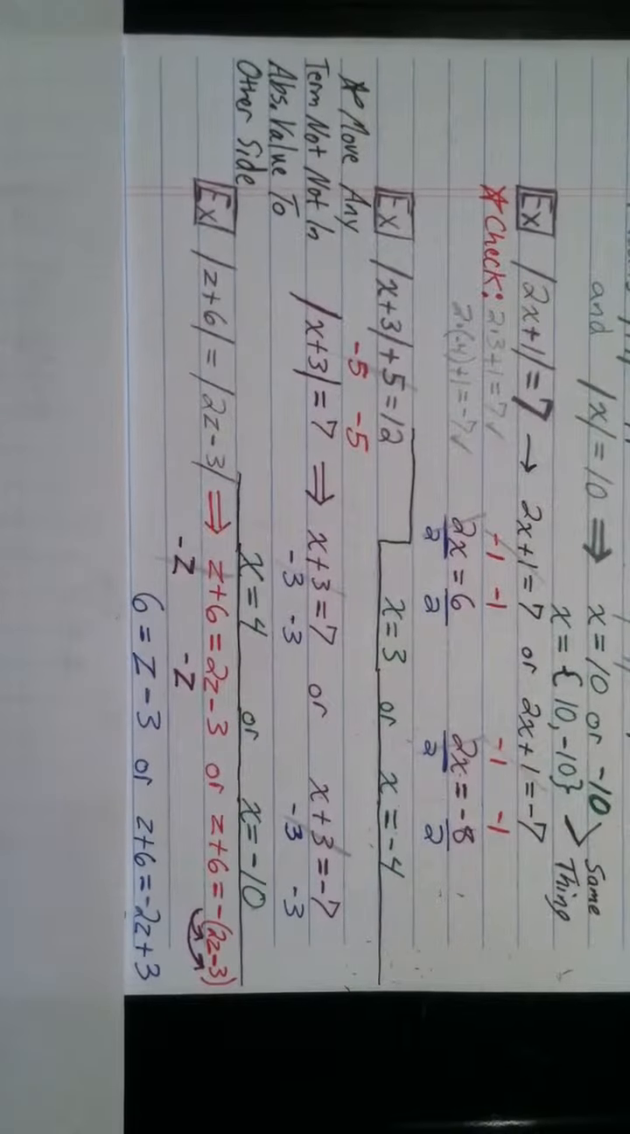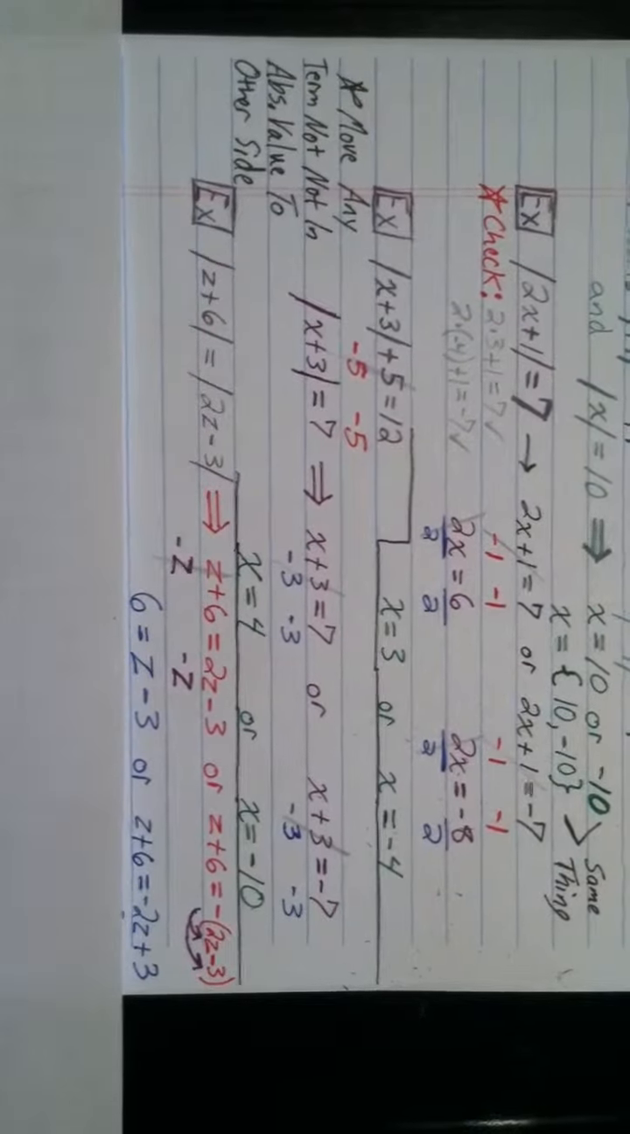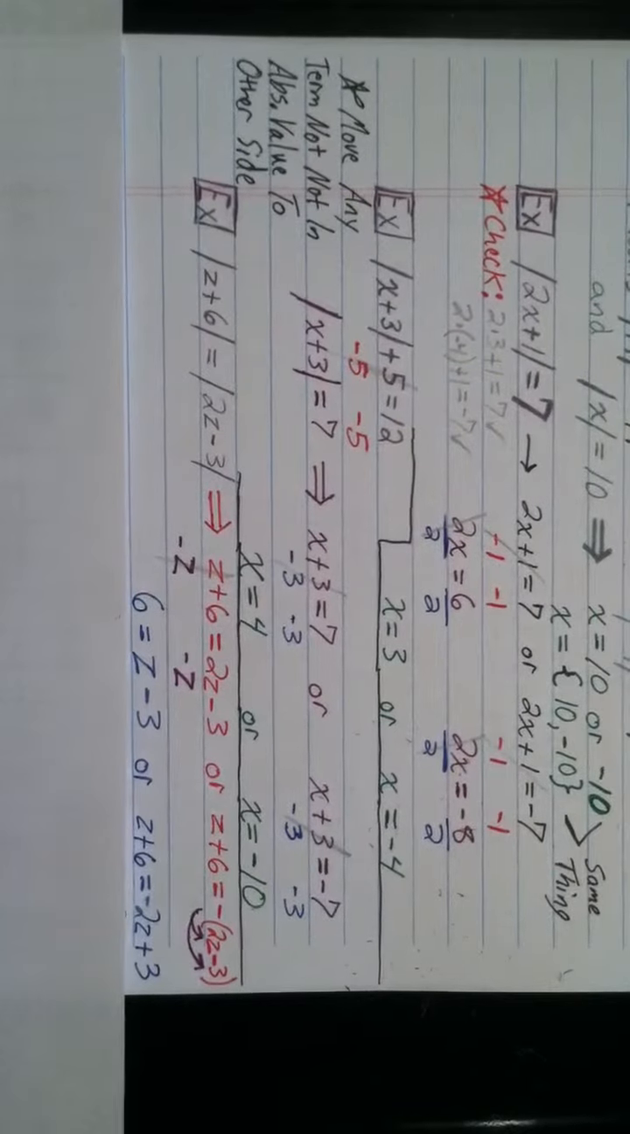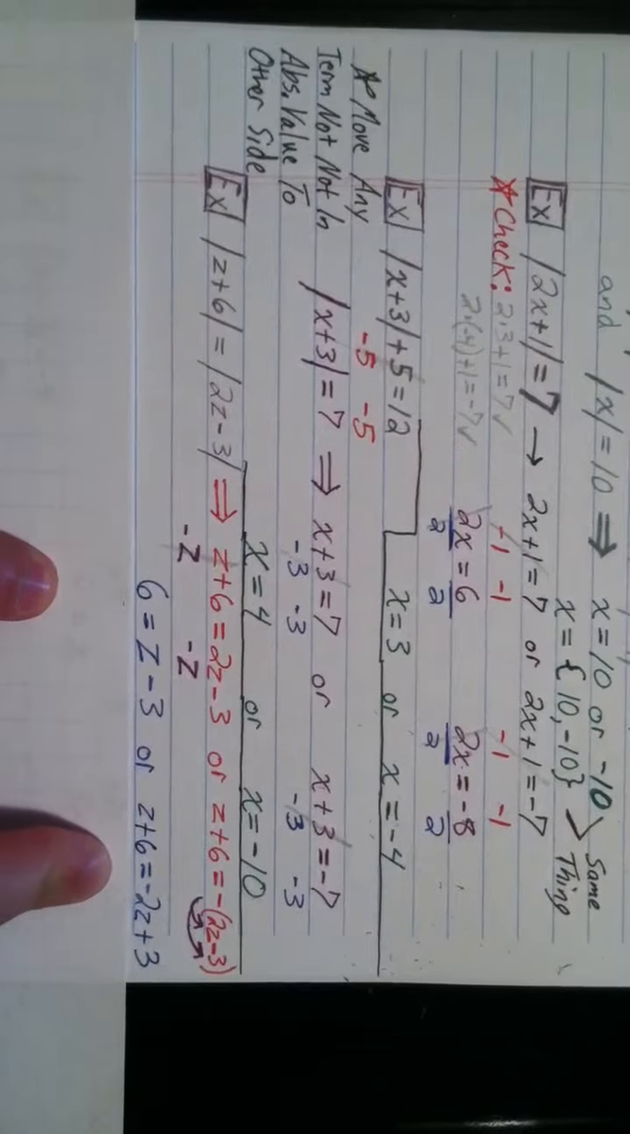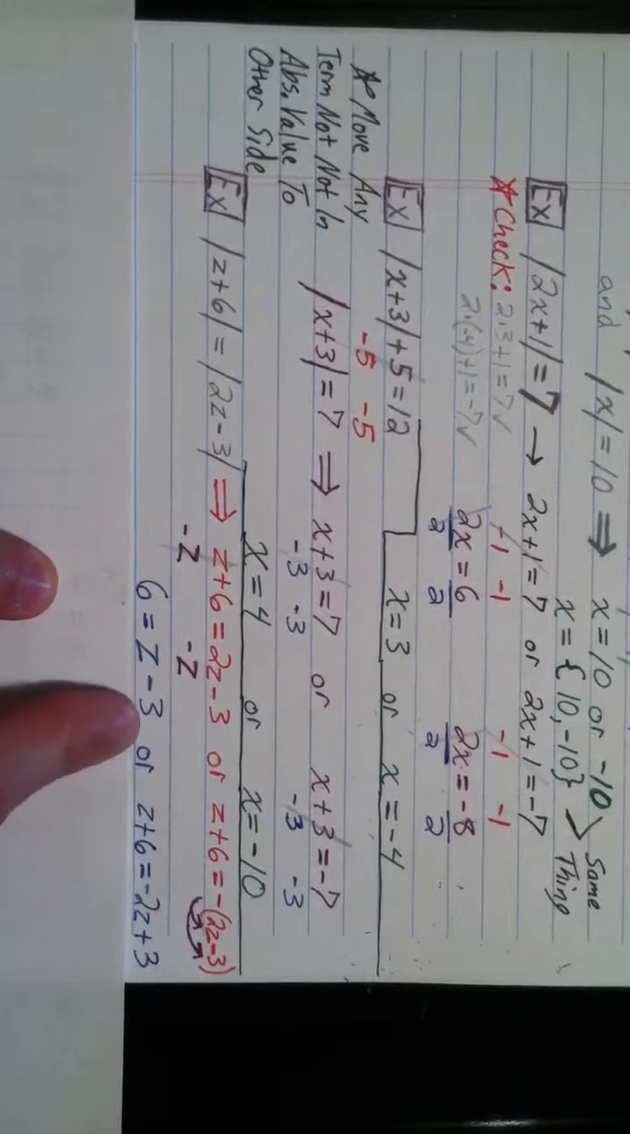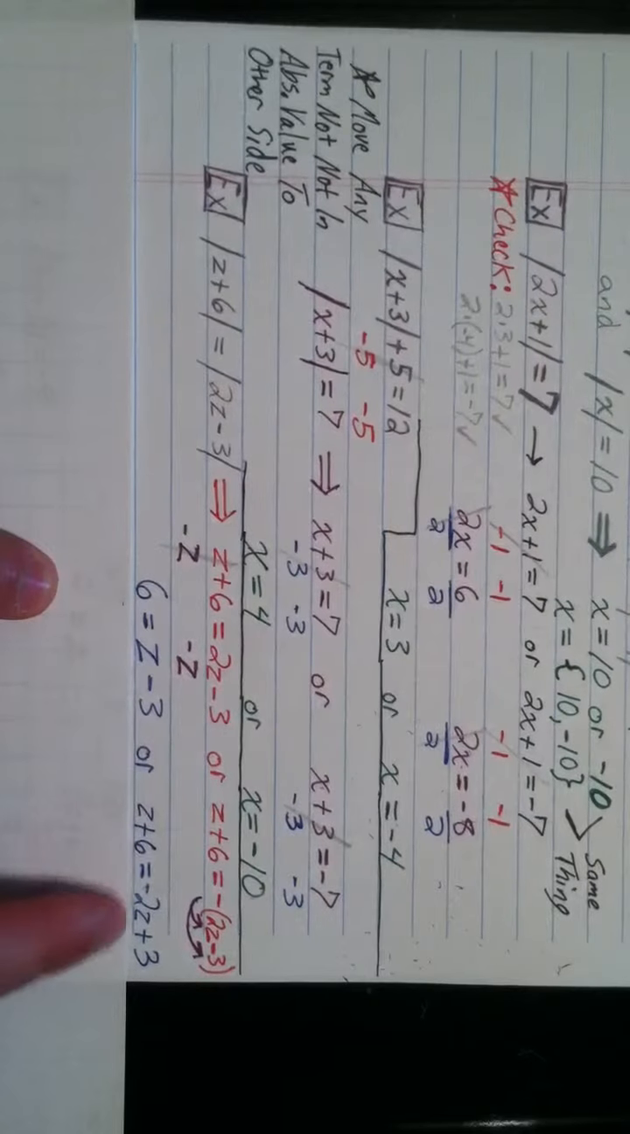So the last video of 3.3 got cut off before I realized, so let's finish up that problem we were working on. We were right around this point where we had the two equations we now need to solve for: 6 equals z minus 3, and z plus 6 equals negative 2z plus 3.